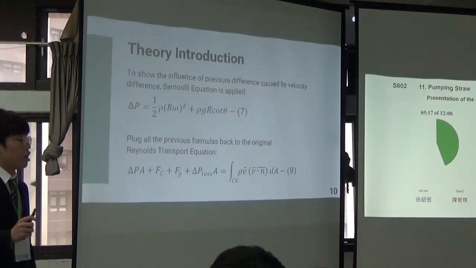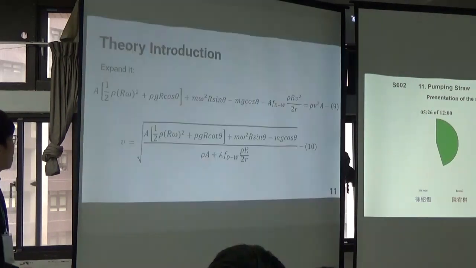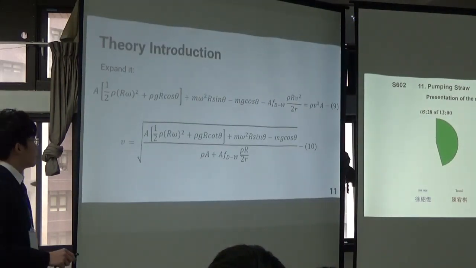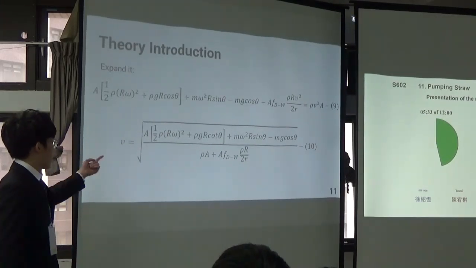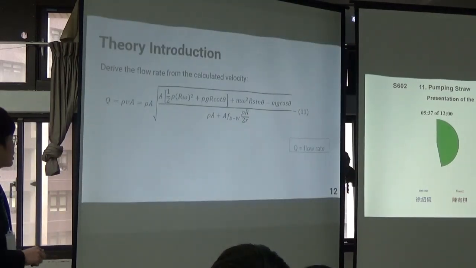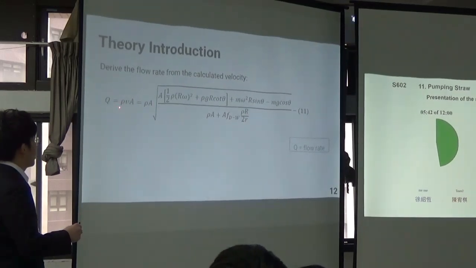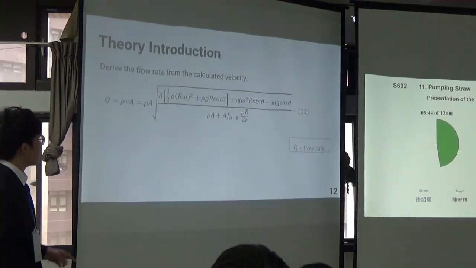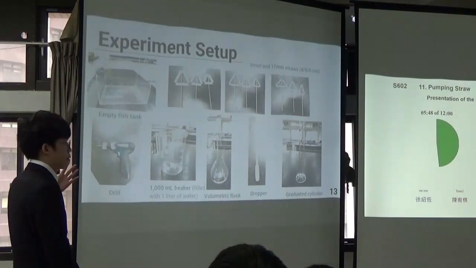And after that, we plug all the previous formulas back into the original Reynolds transport equation, which is like this. And then we expand it, we get this. So the velocity is like this. And to know the flow rate, we have to multiply the velocity with the area and the density.